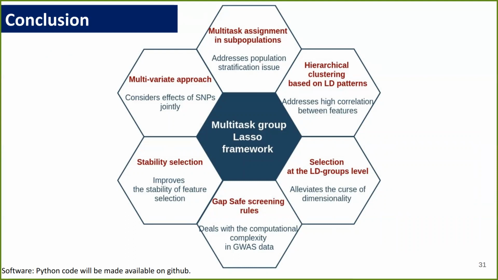To summarize, I presented in this talk a multitask group Lasso framework that is based on a multivariate approach to consider the effects of SNPs jointly. We assigned subpopulations to tasks to address the stratification issue. We used clustering based on LD patterns to deal with the high correlation between the features and to perform the feature selection at the LD groups level using group Lasso. Group Lasso helps alleviate the curse of dimensionality effect in order to speed up our algorithm. We use gap safe screening rules, and we finally incorporate stability selection to improve the stability of the method. So our method is implemented in Python, and the code will be online on GitHub soon.